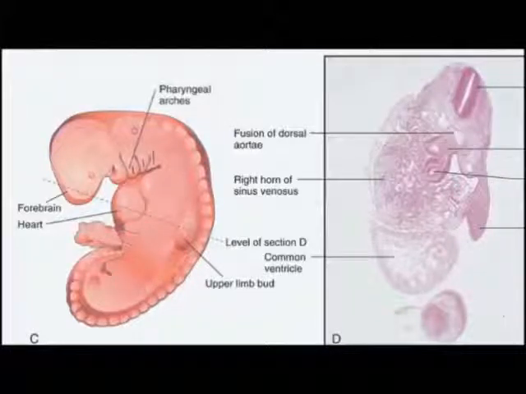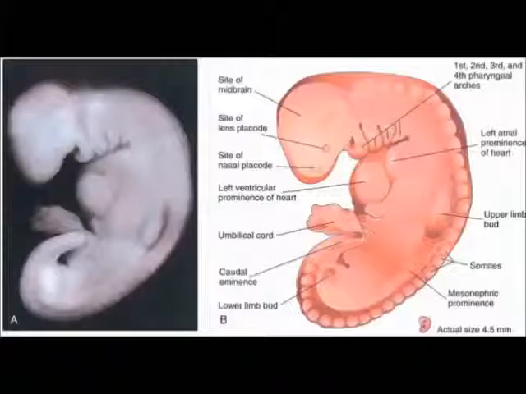By the end of the 4th week, the lower limb buds develop. The heart also forms a distinct projection on the ventral surface of the embryo called the heart prominence. At the end of the 4th week, the embryo has a distinctive tail.